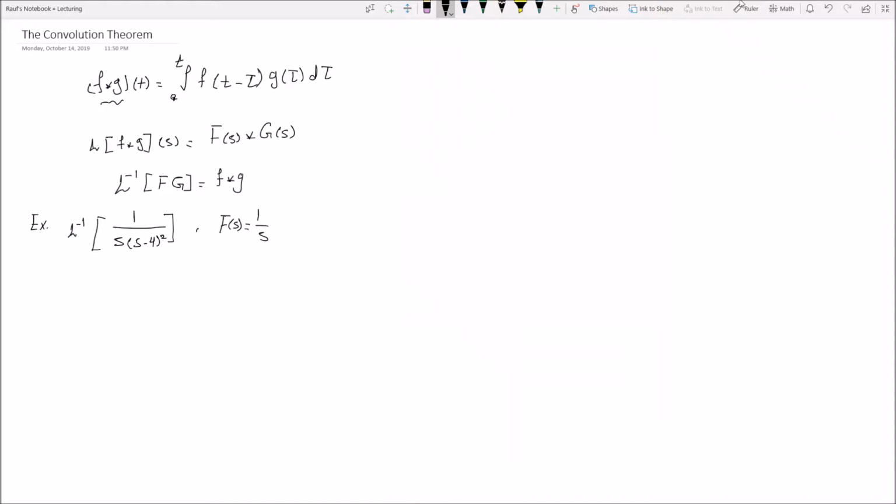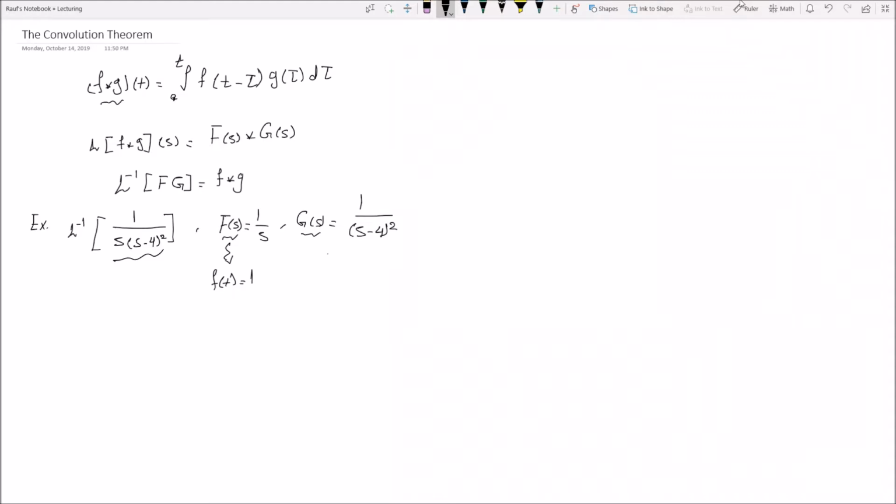So the first function is f of s, 1 over s, the second function is g of s, equals 1 over (s minus 4) all squared. As you can see, if you multiply f of s by g of s, you will get this. So that's how you know, oh, I can use the convolution theorem in here to find the final solution. Now we have f of s here. We can say f of t for this 1 over s is 1.